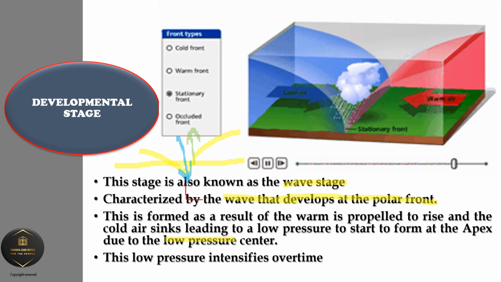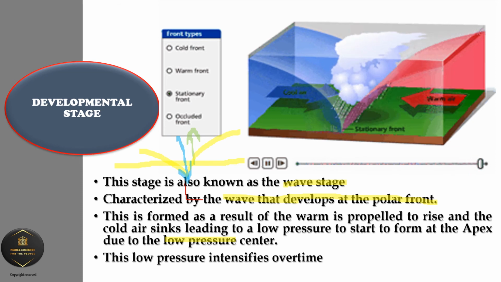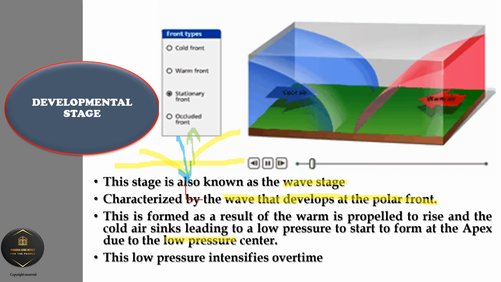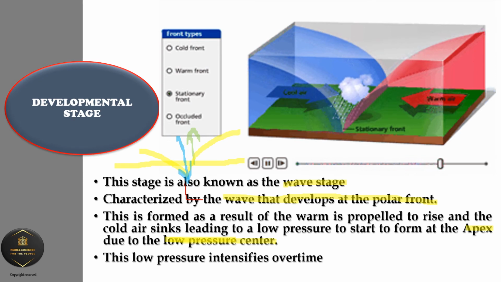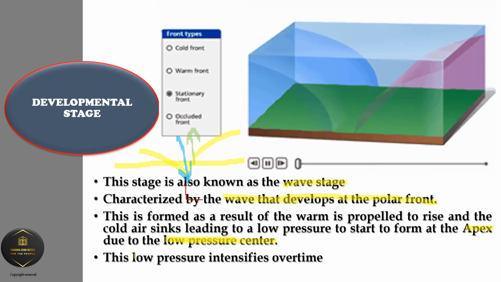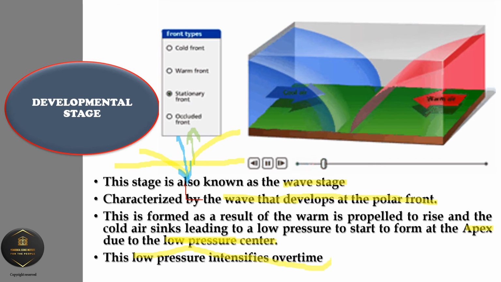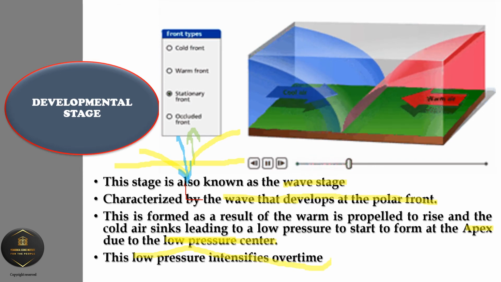So that's why low pressure starts forming. Where does the low pressure form? It forms at the apex of the system, and as a result you are going to have a low pressure center over there. Now this low pressure, you must take note that this continuously happens. The low pressure thus intensifies over time. So I want us to just focus on the animation that is shown over here.